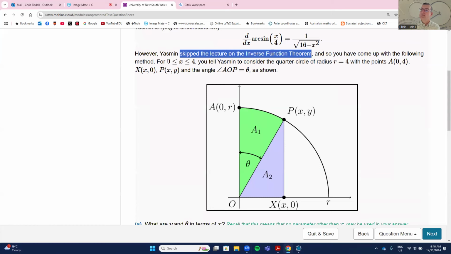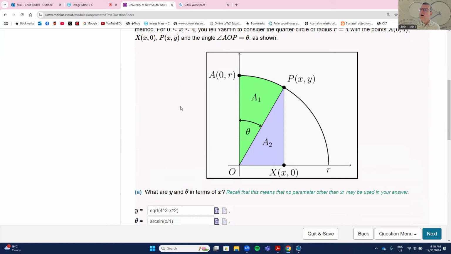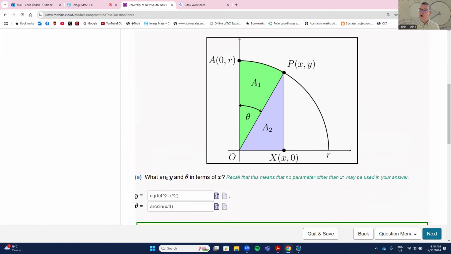For x between 0 and 4, we consider a quarter circle. So in this case, R would be 4, with the points here, here, and here. And the angle theta is in here. So, what are y and theta in terms of x? Then they give you a hint: no parameter other than x may be used in your answer.